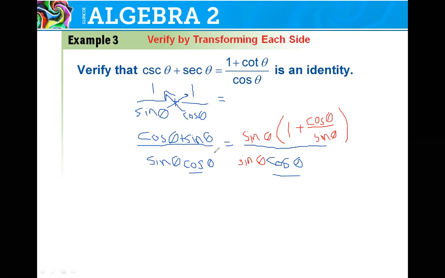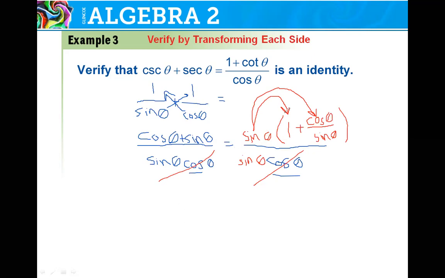I can remove the denominators now. The remainder will be cosine theta plus sine theta, so here cosine plus sine. In the other side, use the distributive property. Distribute here, multiply, and here multiply. The result will be sine theta plus cosine theta. So the left hand side equals the right hand side.